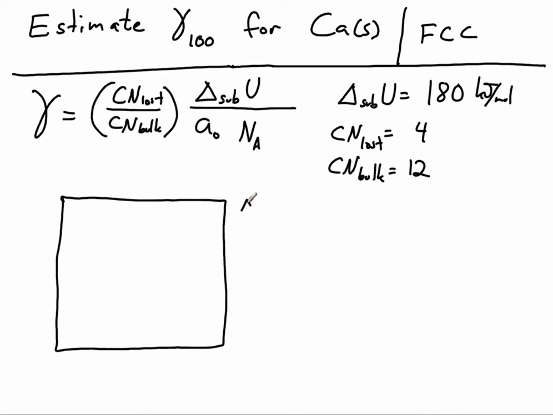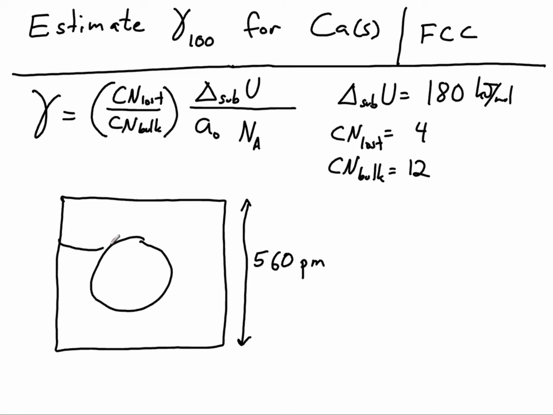So first, we see that this distance is 560 picometers. And unit cell sizes are easy to look up because they're easy to determine using X-ray crystal diffraction. So they're very well known for most materials. So we said this was FCC, so let's go ahead and draw it. We have an atom on the face here. We have corner atoms. Okay, you get the idea.